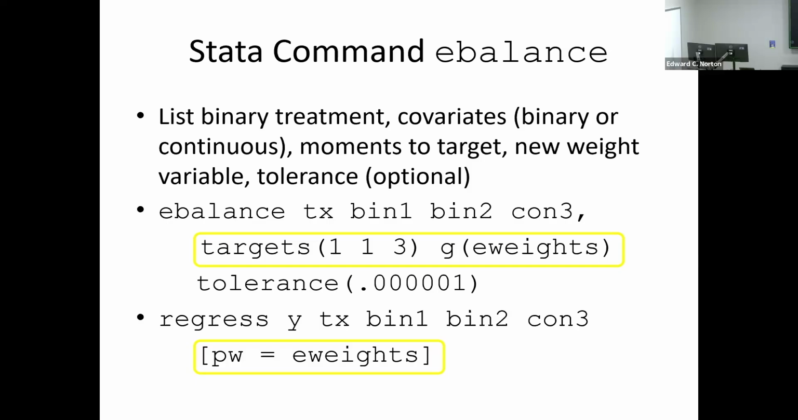You can give it a name, whatever you want. It turns out that in practice, if you don't set the tolerance, the level of matching may not be super exact. So I tend to force Stata to do more iterations of the maximum likelihood and get a more precise matching on all the moments. Then we can run our regression of whatever the outcome is on treatment and perhaps these variables or not. You would include pweights equal, and this name has to match that name. And that's how you do it, and you're done.